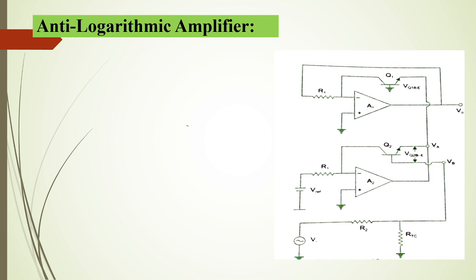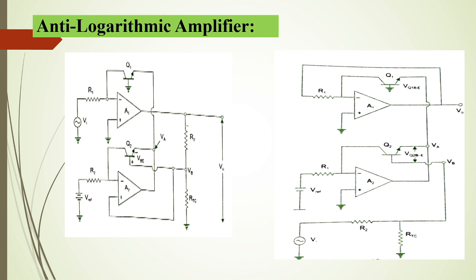So here comes a change. What is the difference between the logarithmic structure and the anti-logarithmic structure? This is the logarithmic structure and this one is the anti-logarithmic structure. The only difference we can find in this diagram is that here an input is given for the op amp, whereas for this op amp the input is from the output, so it is a feedback. So this is the first difference.